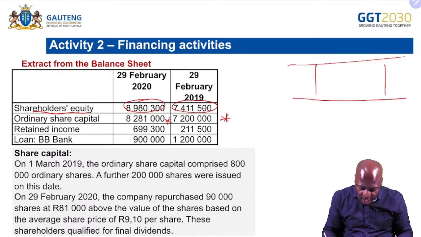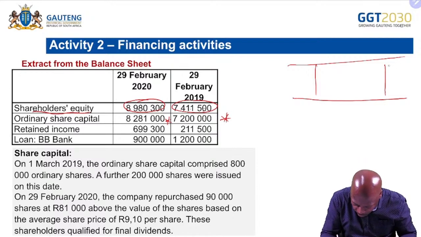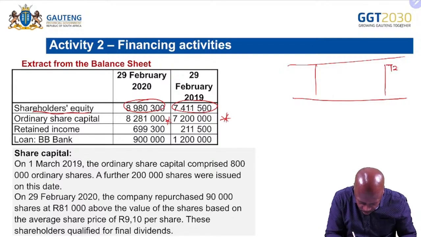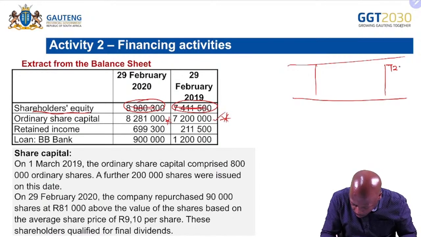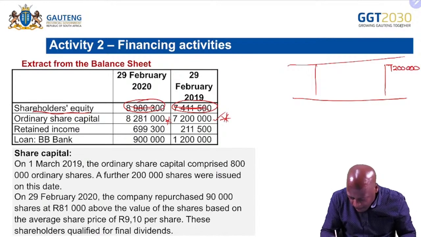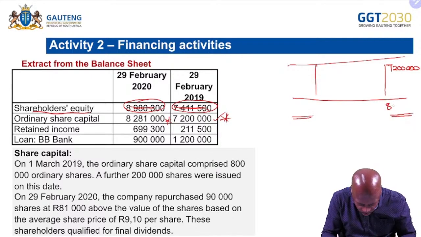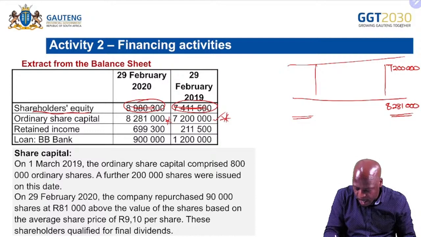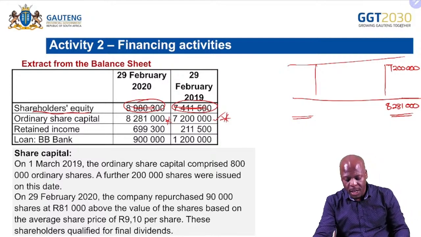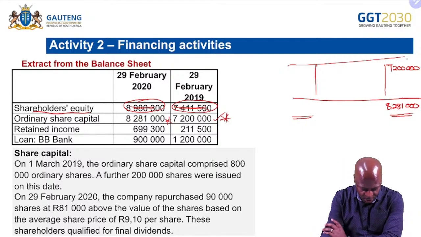So, I have my balance at the beginning, which is 7 million here, 200,000. Okay? Remember, I'm not using that. I'm using this one, 7,200,000. That is my balance at the beginning. But my balance at the end is 8,281,000. This is my balance at the end. Let me now hear what they're saying in the other information.